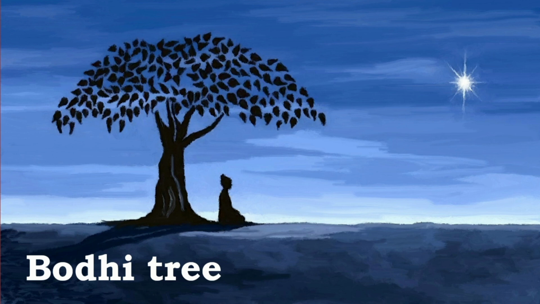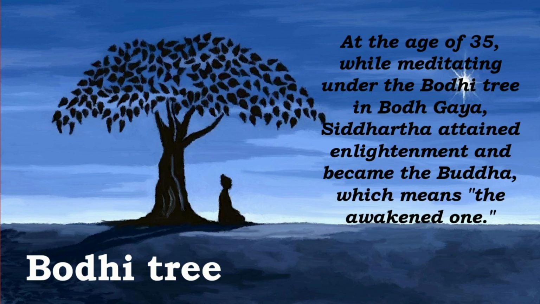And then, syempre, okay, napapagod din po tayo, tao lang din si Buddha. At the age of 35, while meditating under the Bodhi tree in Bodh Gaya, Siddhartha attained enlightenment and became the Buddha, which means the awakened one. Okay. So at the age of 35, na-reach na niya yung enlightenment. And dito, nagawa na niya yung mga Four Noble Truths and then the Eightfold Path.